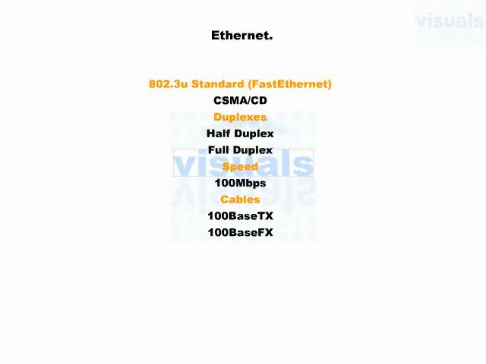After that, it provides 100 Mbps rate for data transmission. Well, different cables are used providing 100 Mbps speed for data transmission. 100 base TX means 100 Mbps data transmission rate based on TX cable. TX means double twisted pair cable. It is category 5 cable. The cable length could be up to 100 meters.